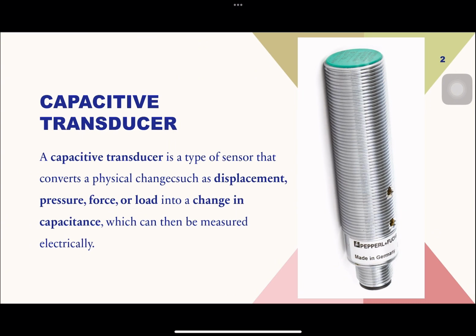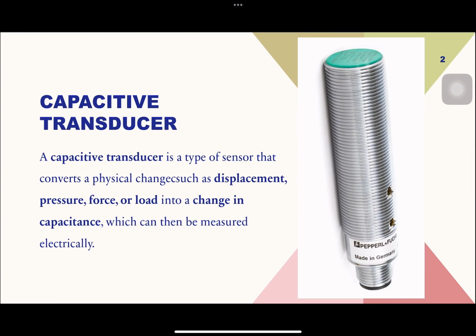Now, how is it built? The structure of a capacitive transducer includes two metal plates with a small gap between them. Between the plates, there is a dielectric material, such as air or plastic. The capacitance of this setup depends on three main factors. First, the overlapping area of the plates. Second, the distance between them. And third, the type of dielectric material used.